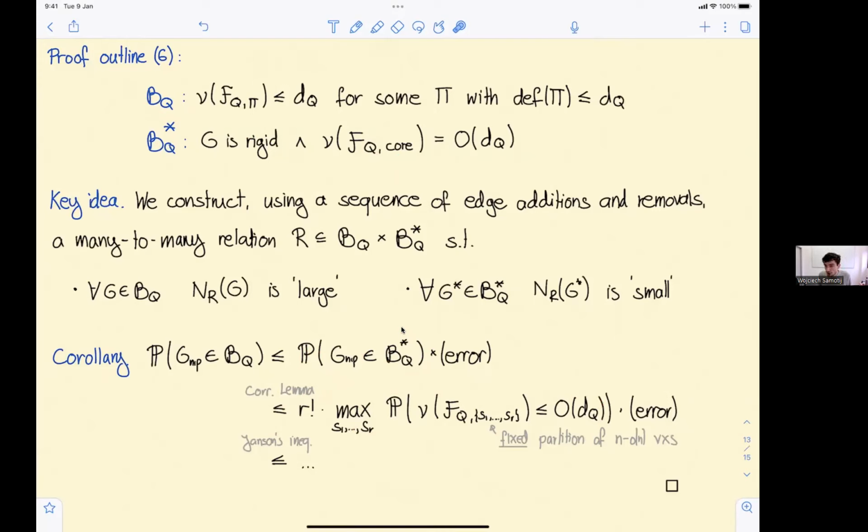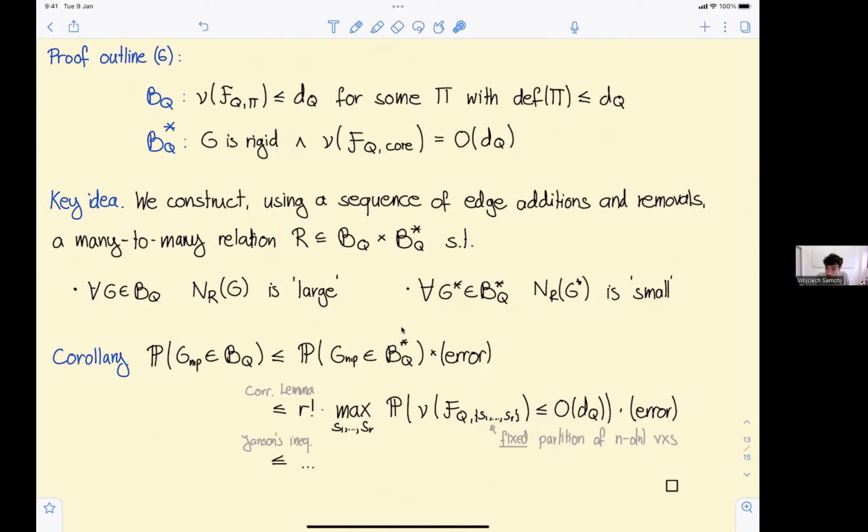But we already know how to deal with a fixed partition because we have Janson's inequality and some patience to perform a 10-page calculation. And this is how the argument can be finished. So this is really, in a nutshell, defining this sequence of edge additions and removals. Defining this relation takes work, and even I didn't tell you the entire truth. There's a lie which hides in here, but at least globally, this is the high-level idea of how the analysis is performed.